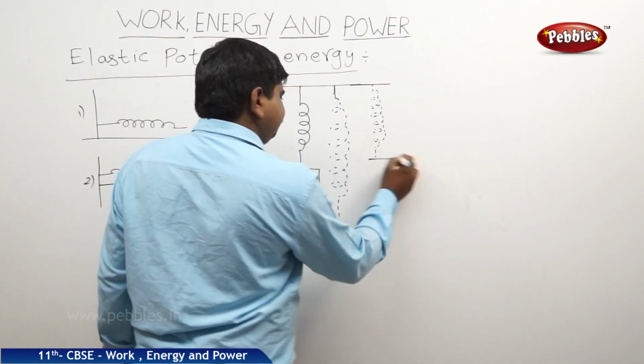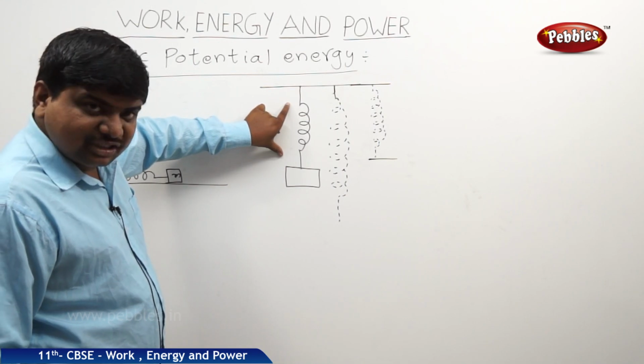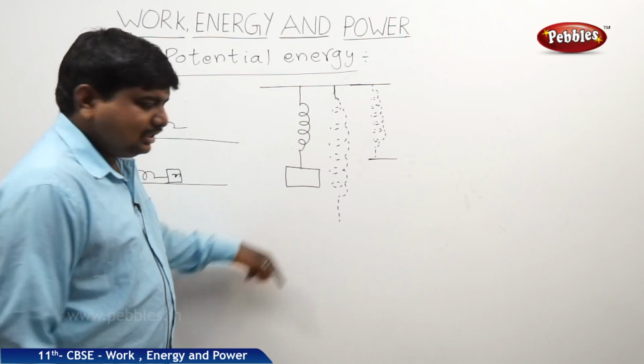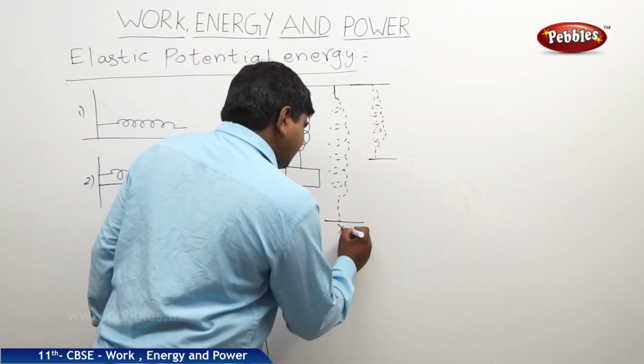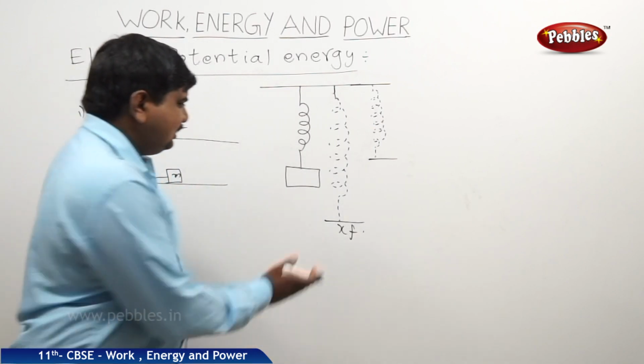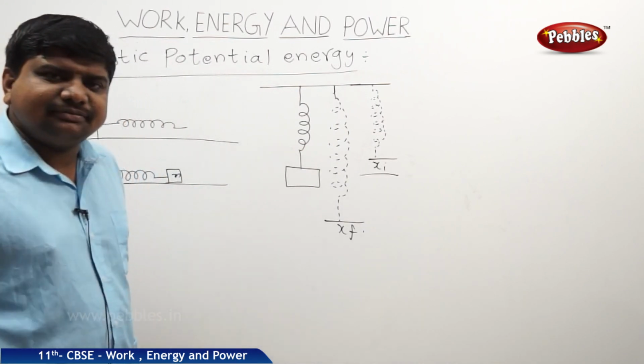like this. In this case, this is the original distance or original length of the spring. Once it is expanded, it was expanded up to here. Let us take this one as some xf, final position. Next it is compressed. Let us say this is xi because it is coming to the initial position.